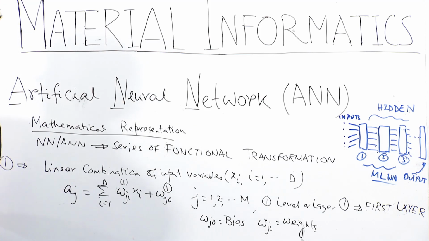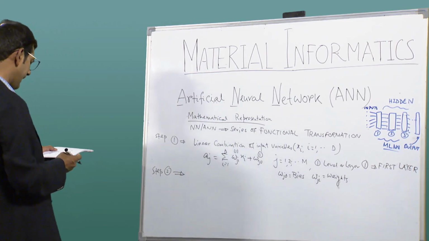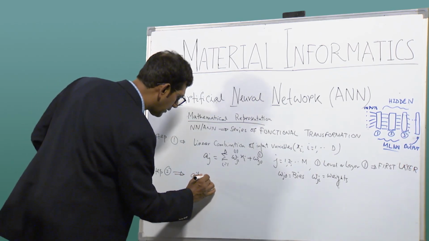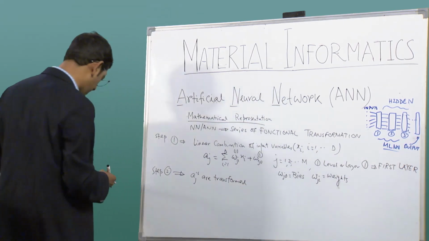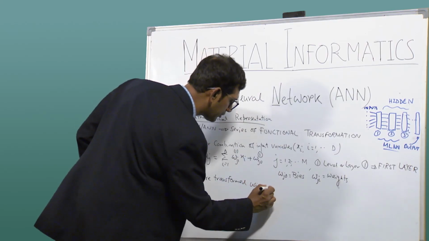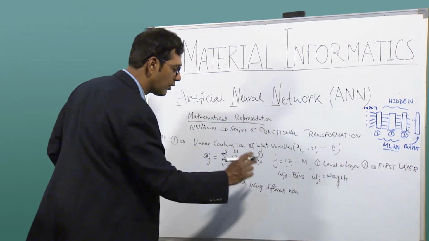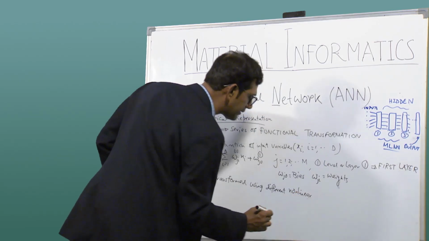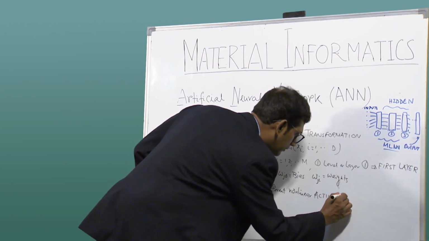Now, what do you do in step 2? Basically, each of these edges is transformed using a different nonlinear activation function. I have already discussed with you that one of these functions is a sigmoid function. Remember this different nonlinear function. Many people call it transformation, many people call it activation function. So, activation or transformation.